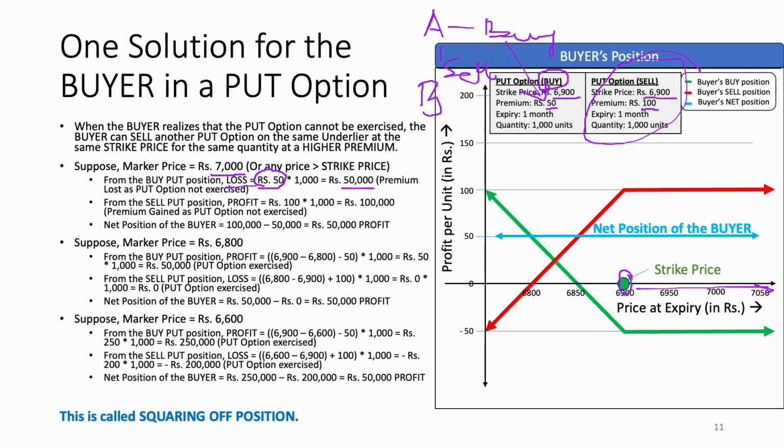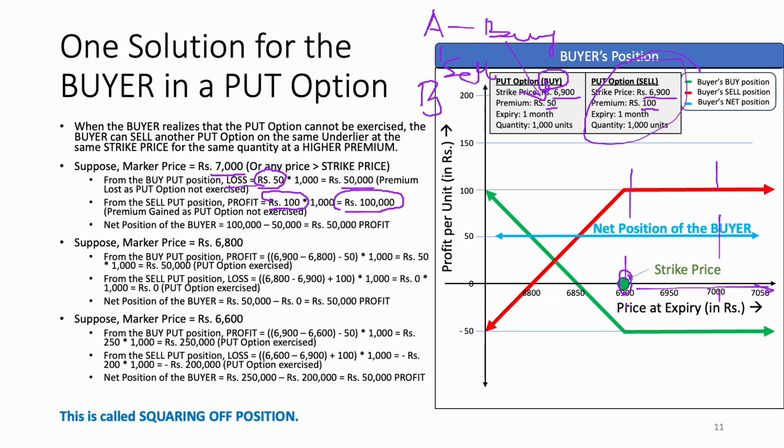However, A has sold a put option to B, and from that put option, he will have a profit because B will also not exercise the put option because the market price is greater than the strike price. The market price is here, whereas the strike price is here. So since he does not exercise, the premium agreed between A and B, that A will get, is rupees 100 into the number of units. So he will make a profit of 100,000 rupees.